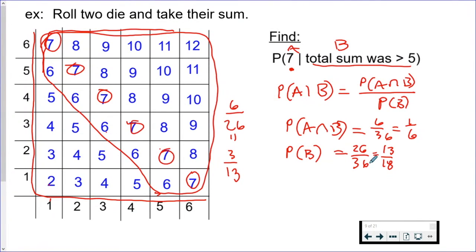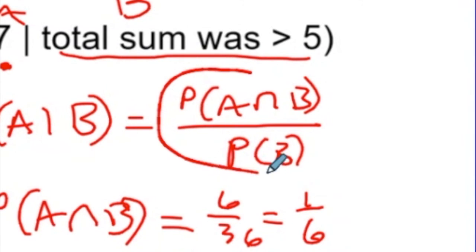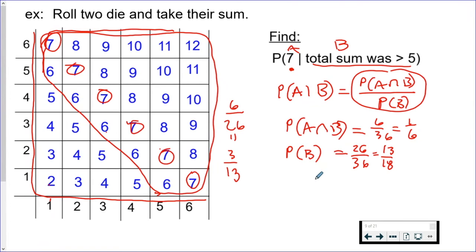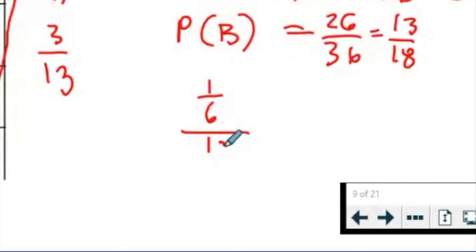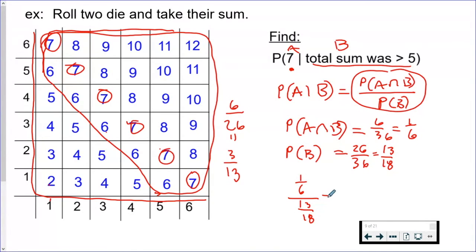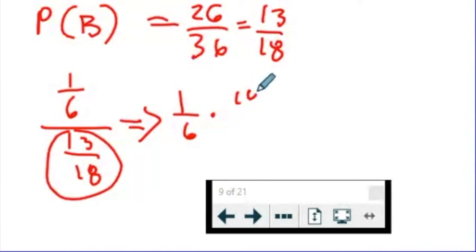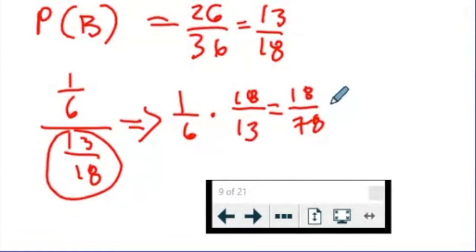There we go. Okay, so now let's use this formula here. A and B we said was 1/6, right? So it's 1/6 over, and then the probability of B is 13 over 18. Remember, when you divide fractions, take the bottom one, take its reciprocal, and multiply by the top one. So 1 over 6 times 18 over 13. That's going to be 18 over, what's that, 60 plus 18, 78. Can anybody take a guess what that reduces to?